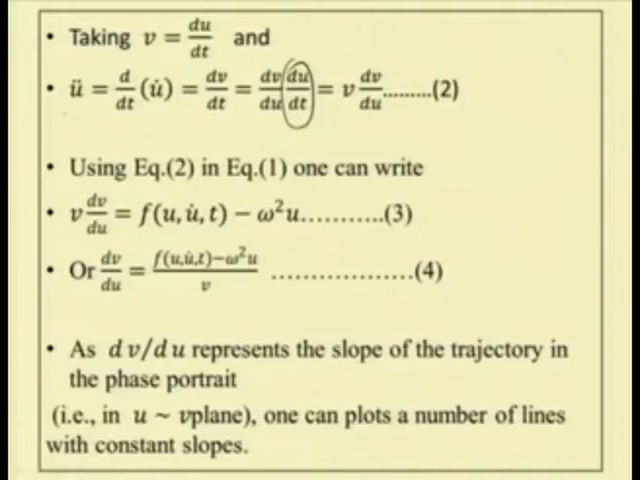By substituting this equation in the first equation, one can write v dv by du equal to f of u, u dot and t minus omega square u, or dv by du equal to f of u, u dot and t minus omega square u, divided by v. As dv by du represents the slope of the trajectory in the phase portrait, one can plot this phase portrait in the uv plane.